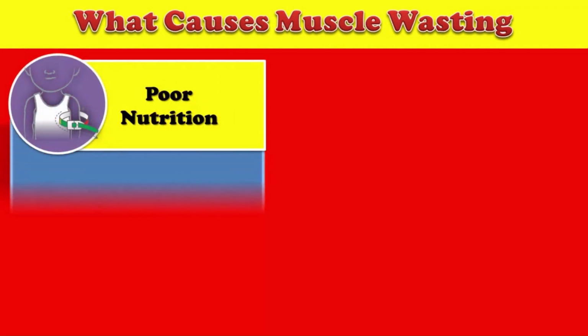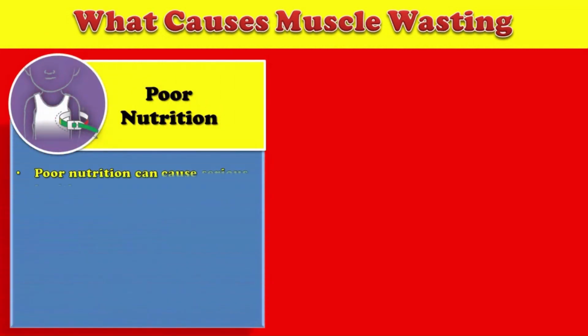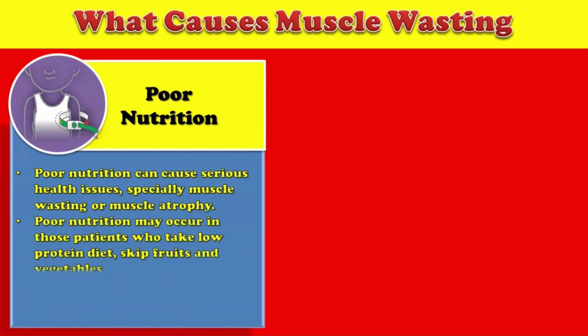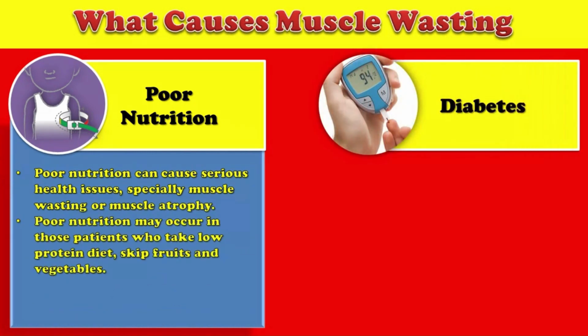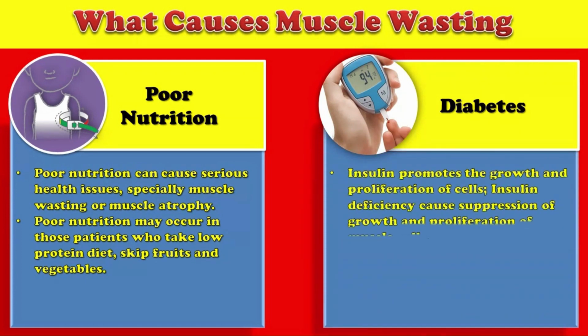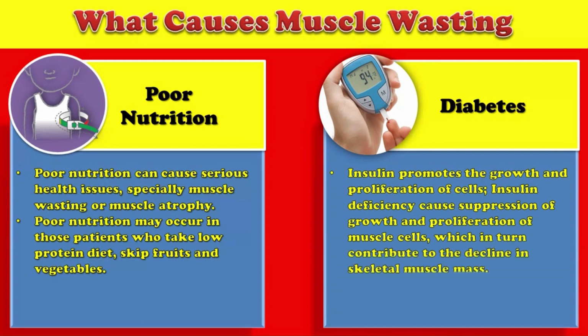Apart from this, it also affects those people who consume very little food or use a diet which has low protein content or do not include fruits and vegetables in their daily diet. It affects diabetic patients the most because the amount of insulin in diabetic patients is low, and insulin plays an important role in building and growing muscles.